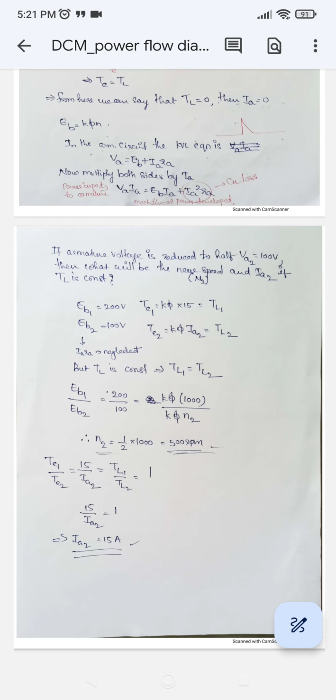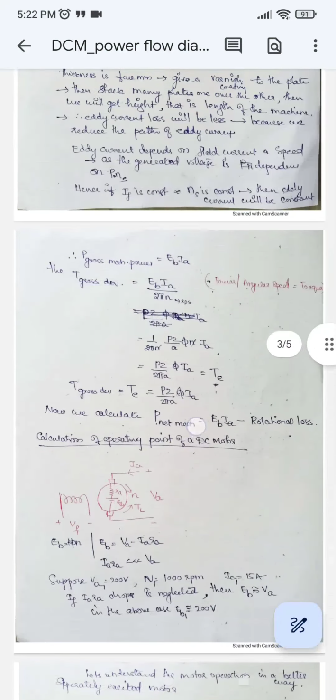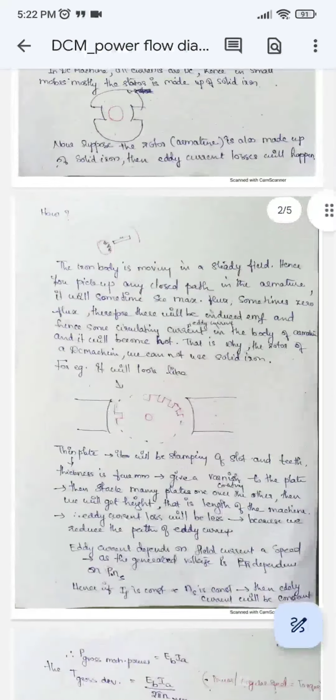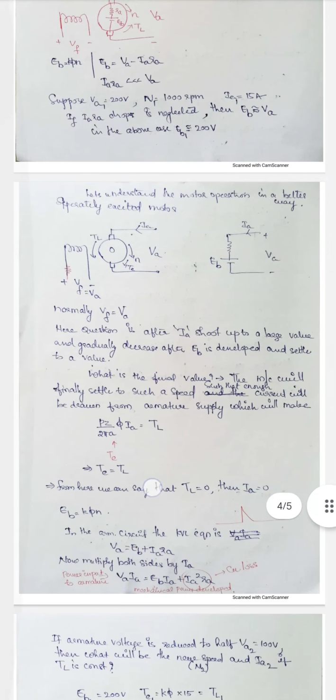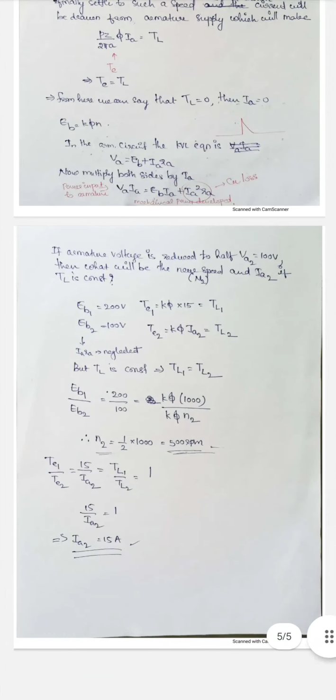And we know that electromagnetic torque is equal to the load torque, which we have just explained and concluded here. Here we have said this electromagnetic torque is equal to TL. Hence we are putting TE1 is TL1, TE2 is TL2. And TL is constant, therefore TL1 is equal to TL2. That means we have a chance of equating the electromagnetic torque equation.